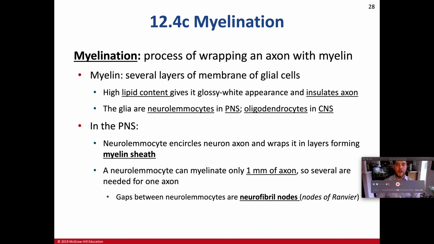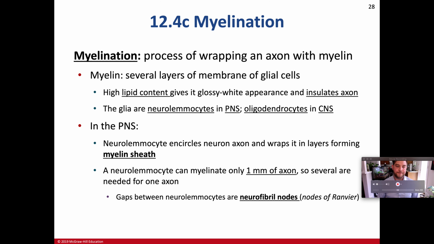The glia are neurolemmocytes in the peripheral nervous system and oligodendrocytes in the central nervous system. So the cells that are going to be doing myelination for the peripheral are the neurolemmocytes, and for the central, the oligodendrocytes. Again, it's several layers of membrane of glial cells. There's a diagram in just a moment, but essentially the cells are just wrapping around and around the axon, making these little layers as they go.